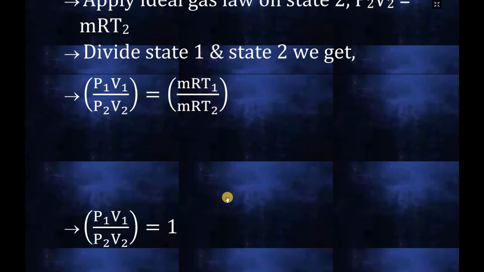So the next step will be P1 V1 divided by P2 V2 is equal to 1. Now bring this P2 V2 to the RHS. We get P1 V1 is equal to P2 V2. So friends, this is the relationship between the pressure and volume values of the hot gas during constant temperature process.